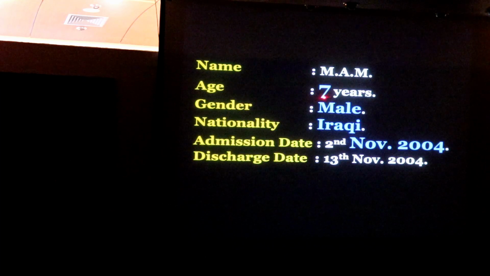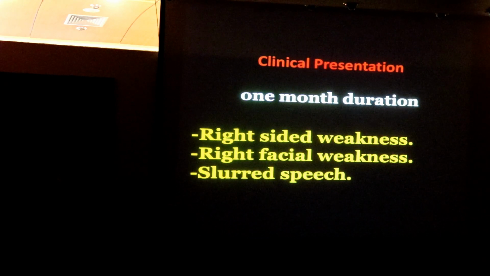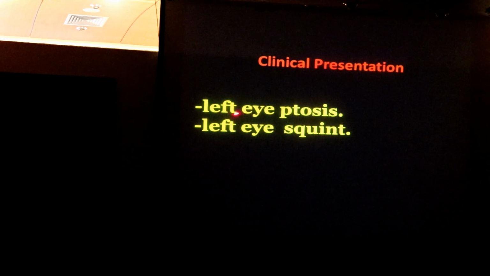This is an Iraqi boy, 7 years old, that goes back to November 2004. I had many cases of brain hydatid, but this one is very illustrative. He came with a 1 month history of right-sided weakness, right facial weakness with slurred speech. He then developed left eye ptosis and left eye squint.